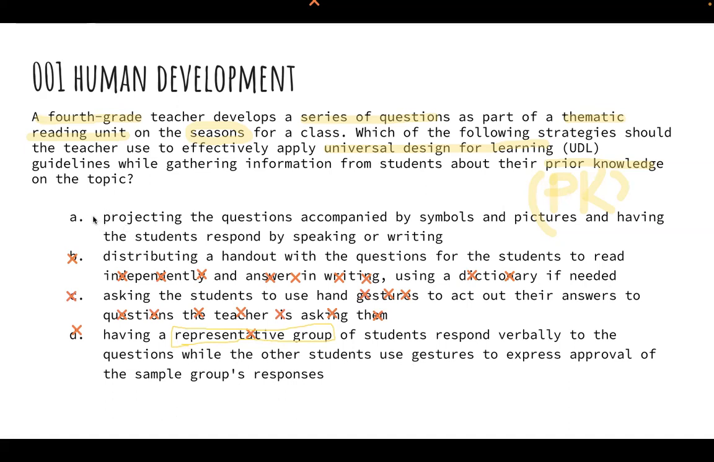And what this does really is that, you have 4th graders, not everybody's on the same reading level, writing level, but it's about seasons, which is science. And this speaking and writing allows 2 different ways to be assessed. There's symbols, there's pictures, the teacher's explaining it, and I can either speak or write to show you what I know. And that does justice to more students than any of the other answer choices.